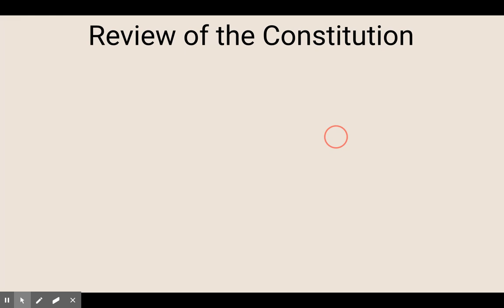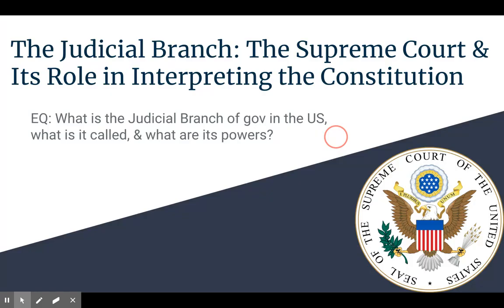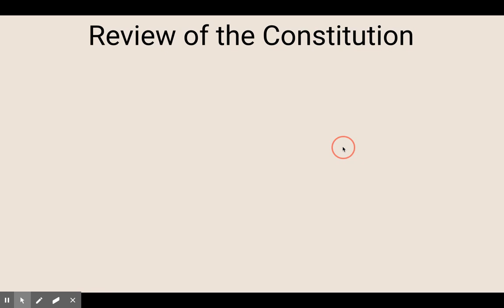So if the power of the Supreme Court is really to interpret the Constitution, I think it's important for us to quickly review the Constitution. Remember, the Constitution is a document. Back in 1787, the Articles of Confederation were not working. That was a set of articles that were trying to tie the 13 colonies and then 13 states into a unified country.